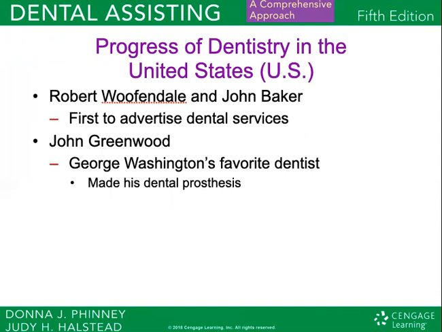John Greenwood was a well-respected dental practitioner and a proponent that children should care for their teeth. He made George Washington's final set of dentures. The dentures were made of ivory and gold and had 2 springs holding them together.